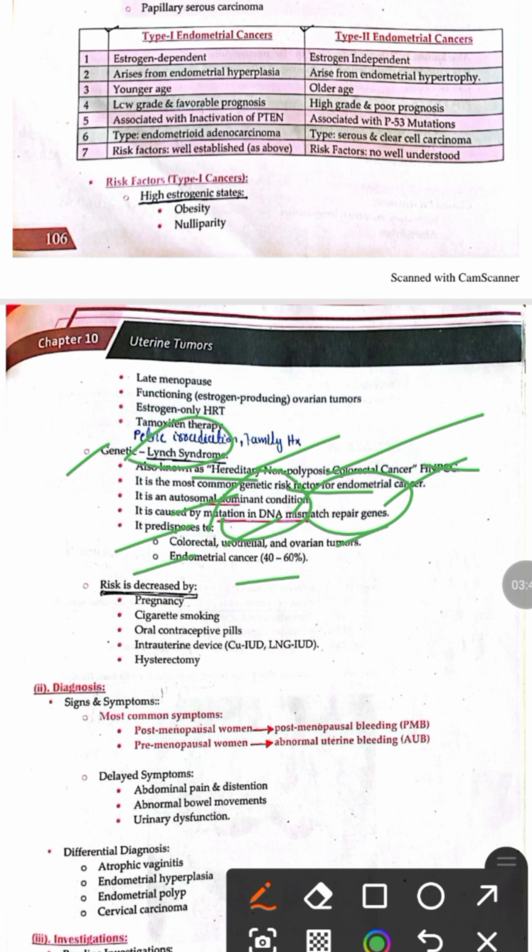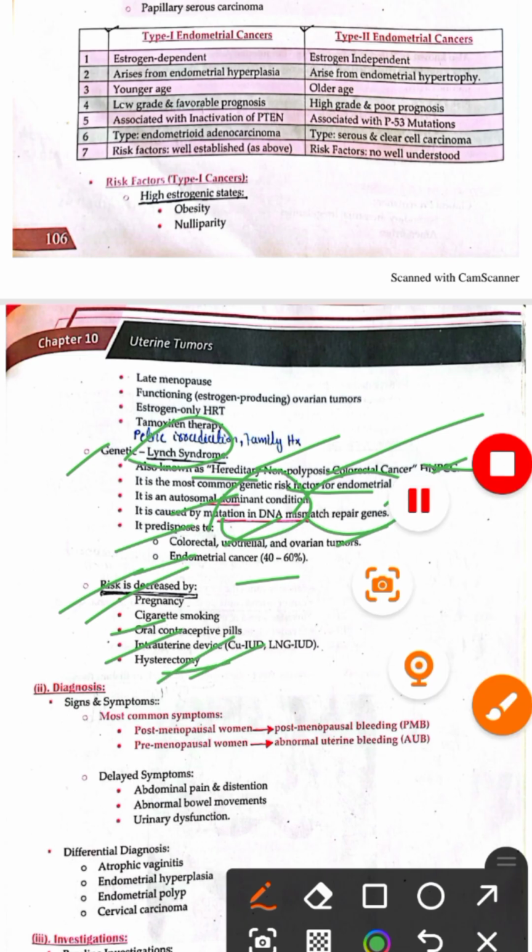The risk of endometrial cancer is decreased in case of pregnancy, oral contraceptive pills, intrauterine devices, and hysterectomy. In hysterectomy, we remove the uterus, so there will be no chance of endometrial carcinoma.